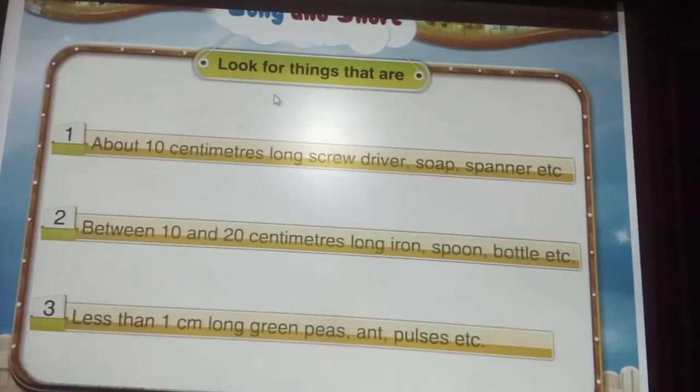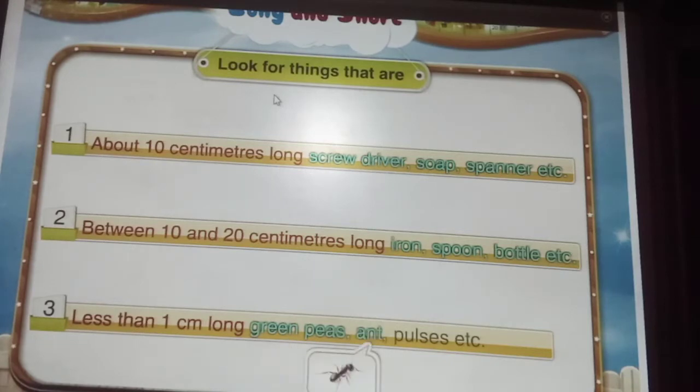Look for things that are about 10 centimeters long. Screwdriver, saw, spanner. Between 10 and 20 centimeters long, iron, spoon, bottle, etc. Less than 1 centimeter long. Peas, seeds, pulses, etc.